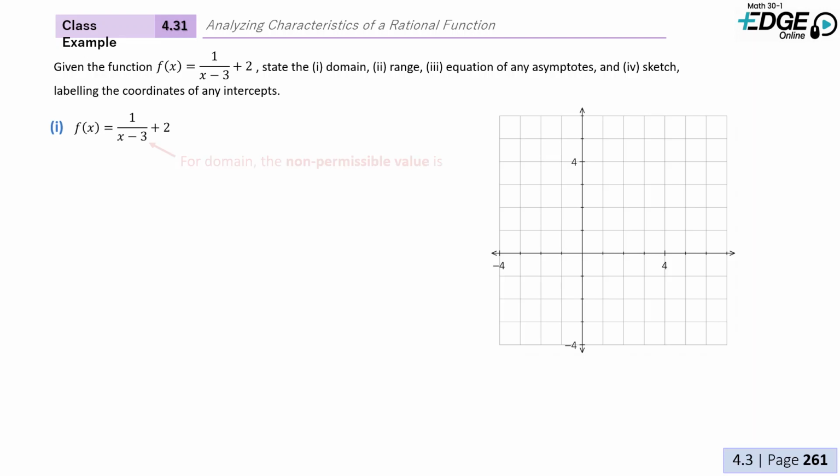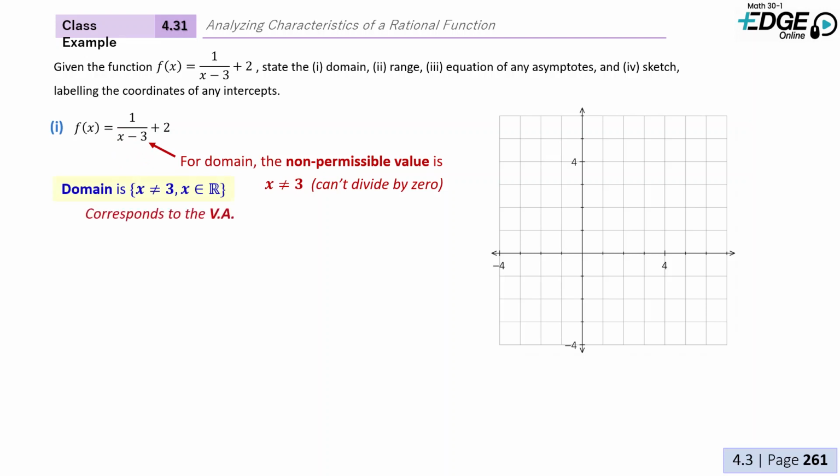For the domain, we are really going to ask ourselves, what value for x would have us dividing by 0? Well, if x was 3, we would be dividing by 0. So x cannot equal 3. This will also correspond to our vertical asymptote on our graph.